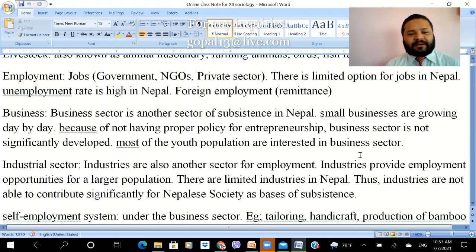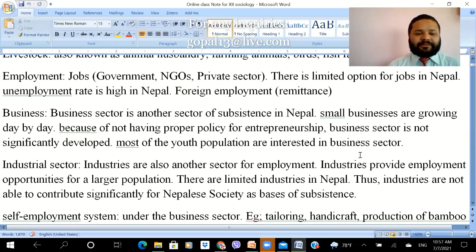And the business sector, but whenever we talk about the business sector, that is all about entrepreneurship. Most of the young people are really interested in the entrepreneur sector. But because of not having sufficient support from the concerned state authorities, people are not being able to get the actual support, and they are not being able to flourish their businesses in an efficient way.